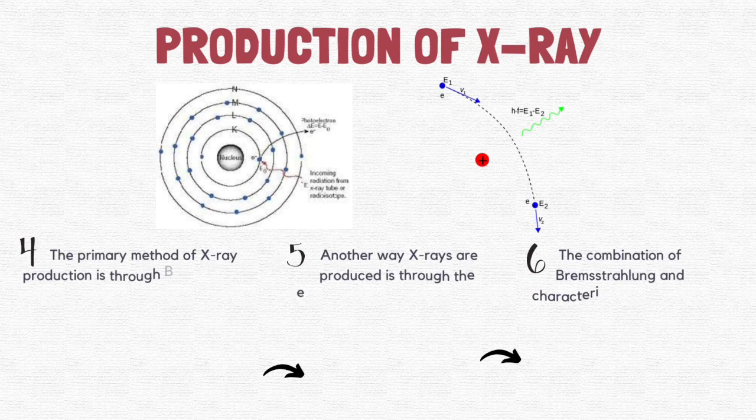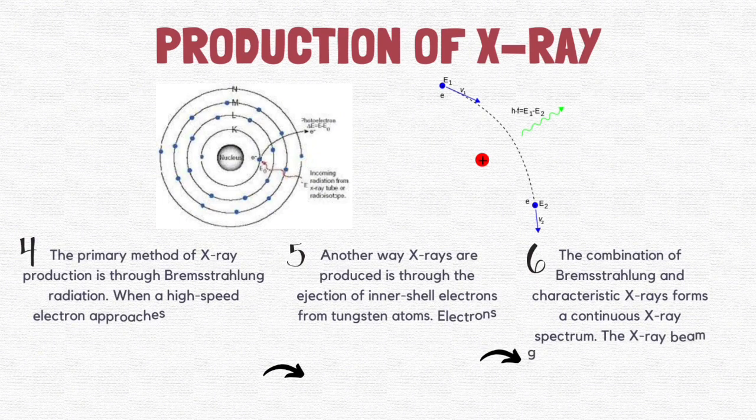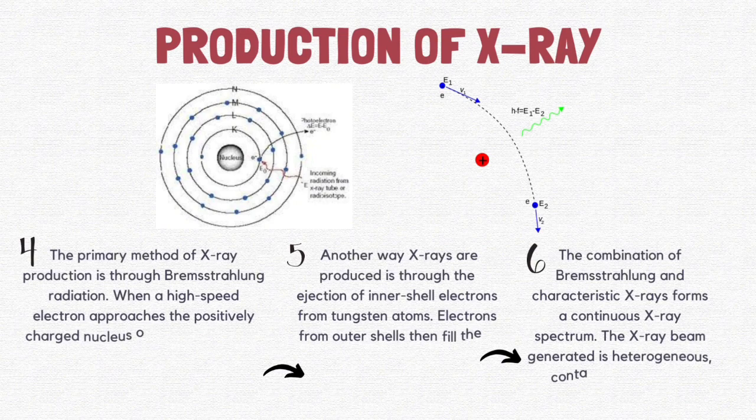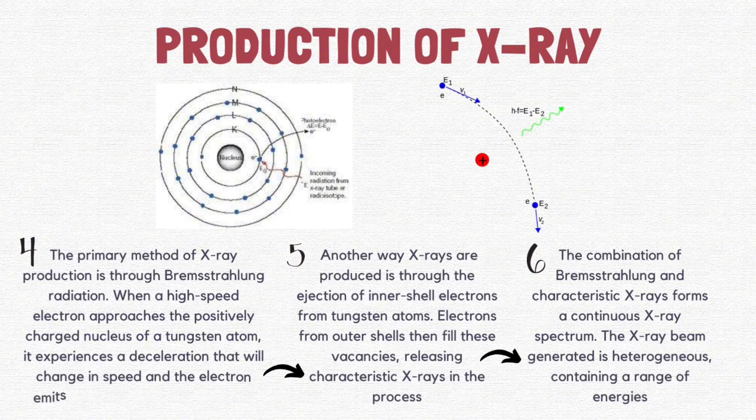Next is the Bremsstrahlung radiation. The primary method of X-ray production is through Bremsstrahlung radiation, which is German for braking radiation. When a high-speed electron approaches the positively charged nucleus of a tungsten atom, it experiences a deceleration or braking effect. This sudden change in speed causes the electron to emit energy in the form of X-rays.